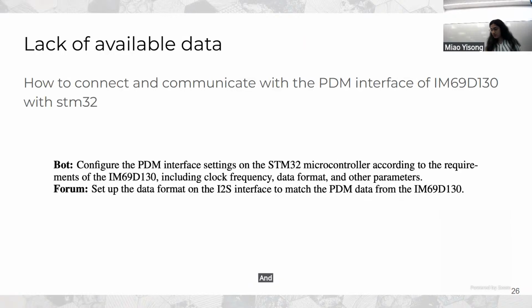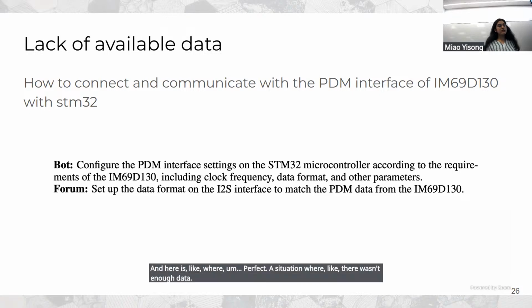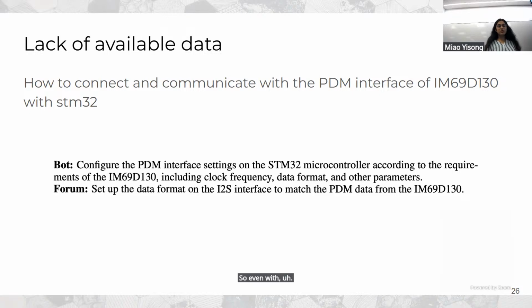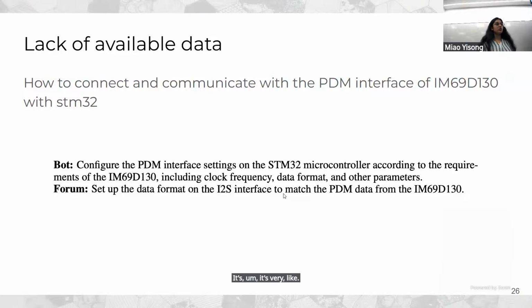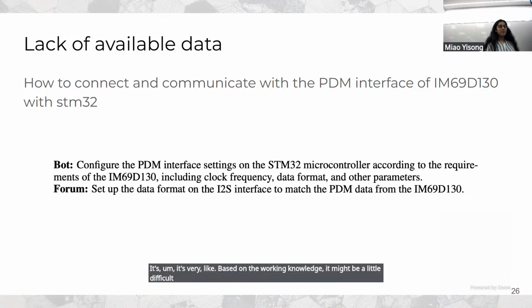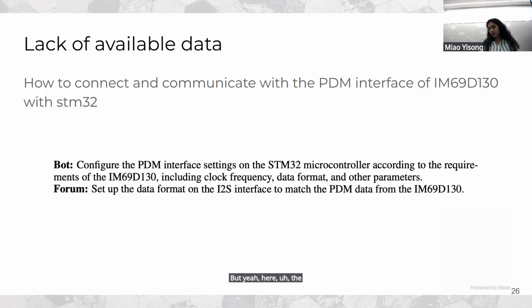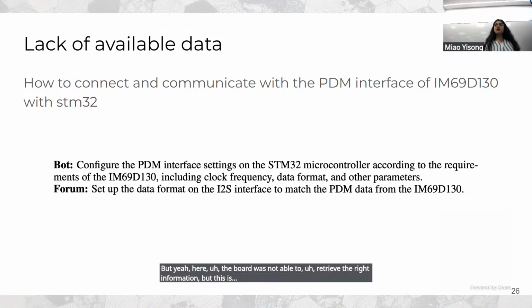And here is a situation where there wasn't enough data. Even with having multiple queries to search for the relevant documents, the bot was not able to retrieve the most important information, which is the I2S interface. This part is very based on domain knowledge, so it might be a little difficult to understand. But yeah, here the bot was not able to retrieve the right information, but this is because the database did not have this data.